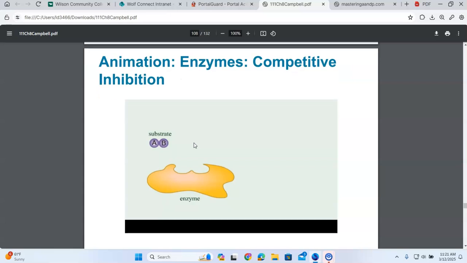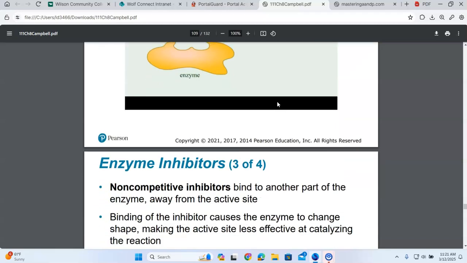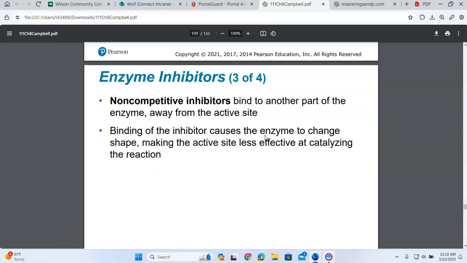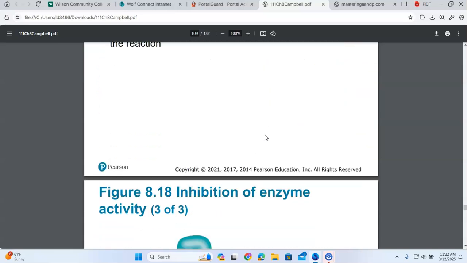And there is a video animation on slide 108 on competitive inhibition. Now, if it's a non-competitive inhibitor, that means it's still an inhibitor. It still inhibits the enzyme, but it does this by binding to another part of the enzyme, not the active site, but away from the active site. And it'll cause a shape change in the enzyme, so it will make it less effective.